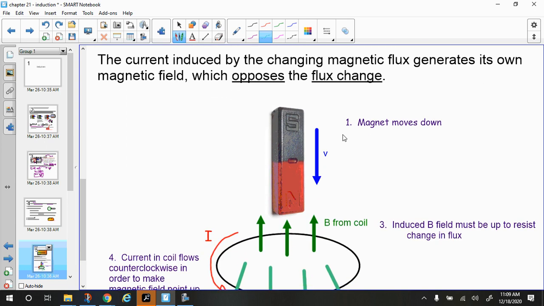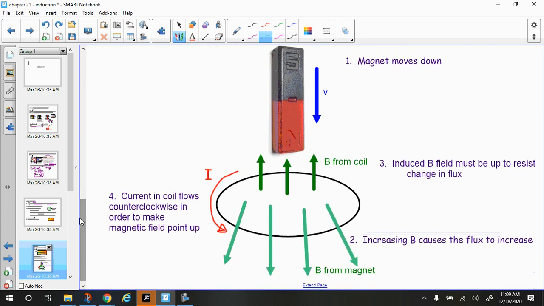So let's walk through another example of this. Let's say I'm going to take this magnet and move it down into this loop of wire. We know that the current induced by the changing magnetic flux generates its own magnetic field, which opposes the change in the flux. So first, I move the magnet down. Second, there's an increasing magnetic field in the loop. That causes the flux to increase. So I'm moving the magnet down, meaning the flux is increasing and down.